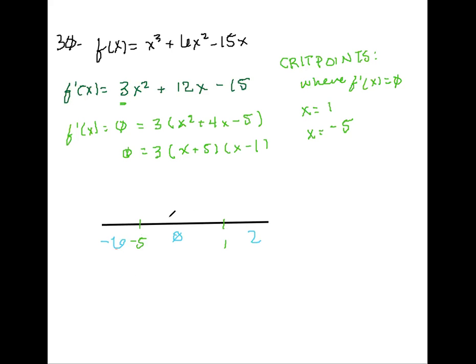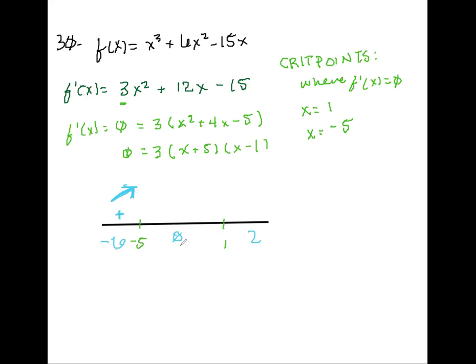So all I need to do is find out what the sign is of the derivative at these points. And the easy way to do that is to say this is 3 times, so that's a positive number, times x plus 5. So if x is equal to -6, then this is negative. And then -6 minus 1 is negative. So I have a positive times a negative times a negative, which turns out to be a positive, which I am actually going to write as an arrow pointing upwards.